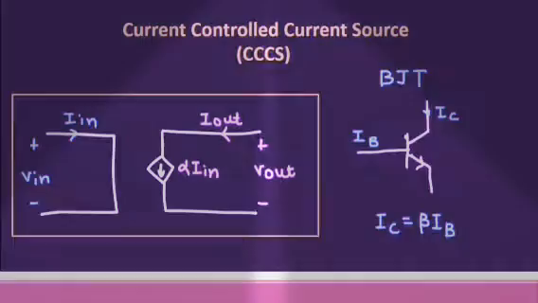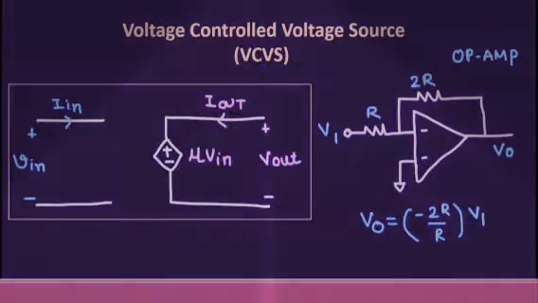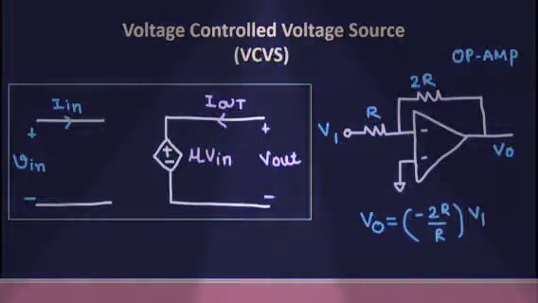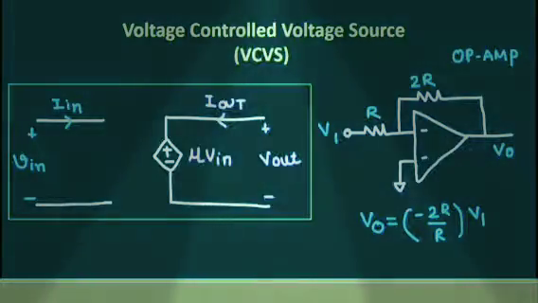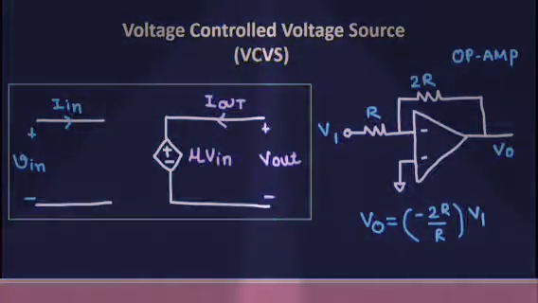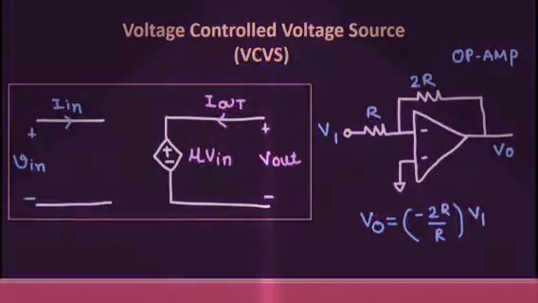Next is voltage controlled voltage source. Here as shown in the figure, voltage V out depends on input voltage V in. So this can be shown by the relation V out equal to mu times V in. Here mu is the voltage transfer ratio and V in is the input voltage which can control the output voltage. The mu is a unitless quantity here.